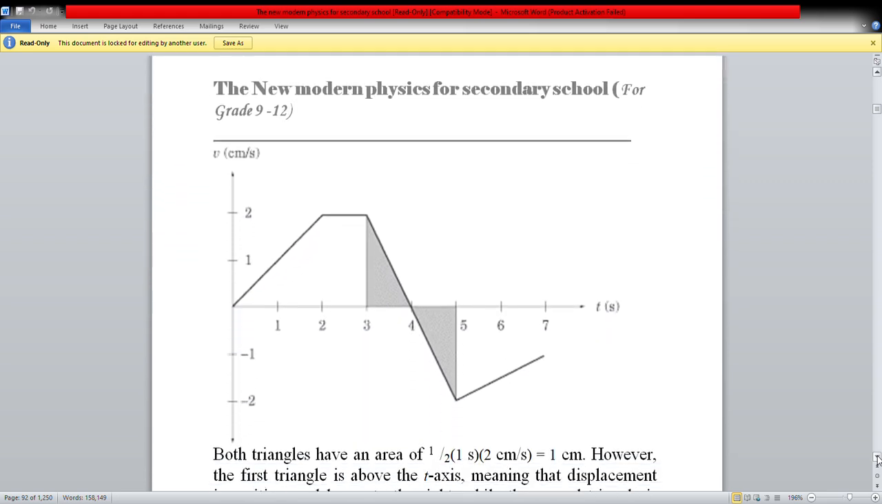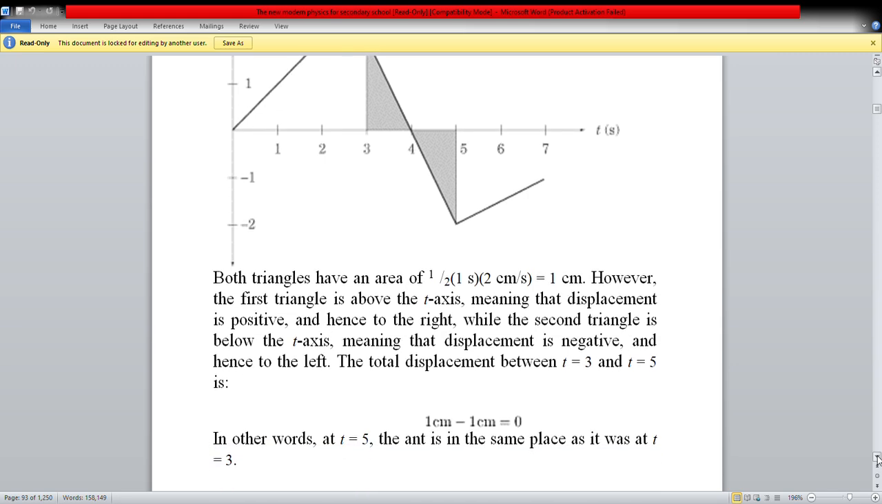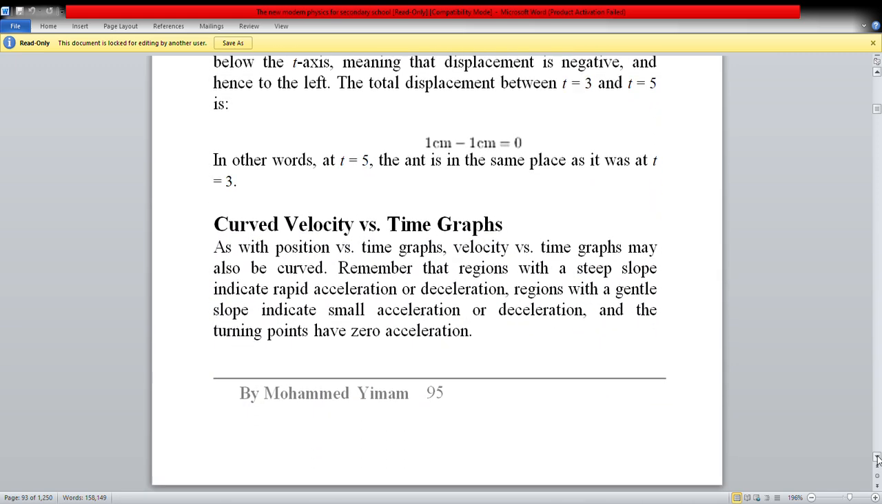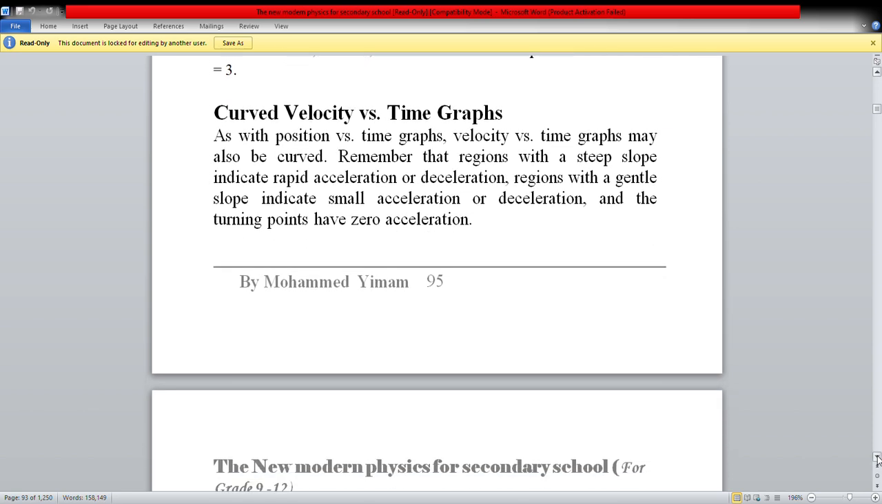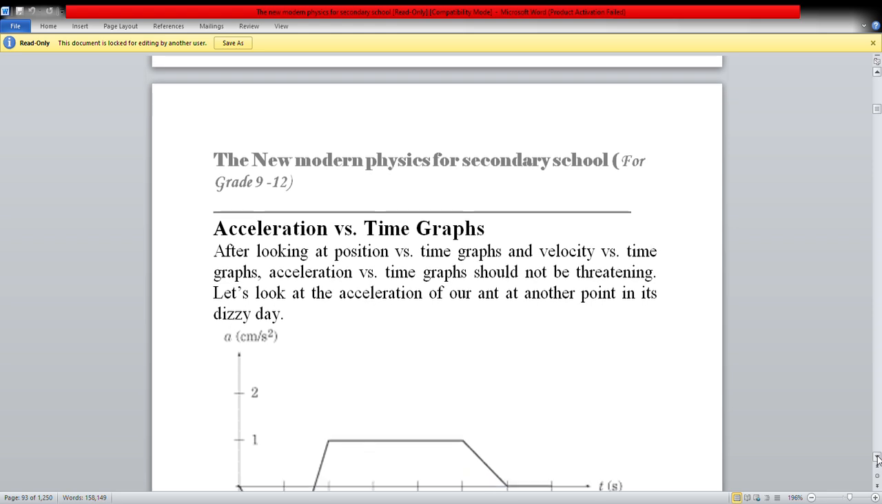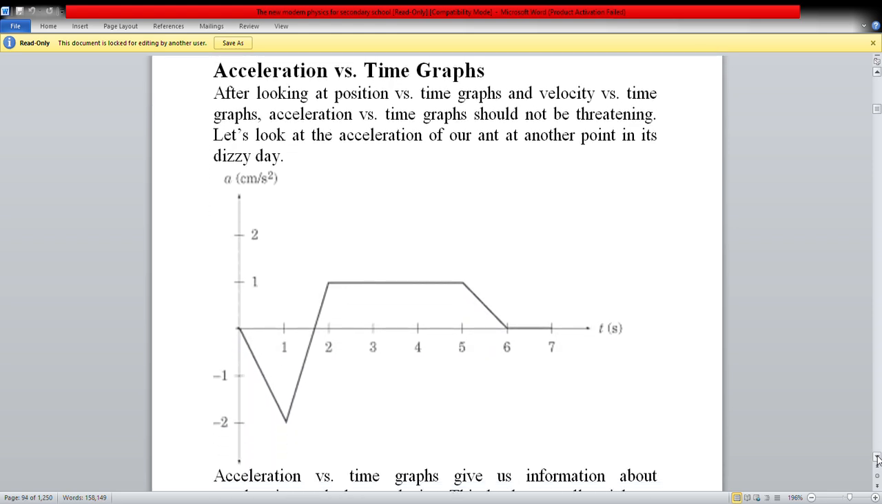Look at how we can calculate the area of the triangle and the rectangle. Okay, then we can add those areas to find the total displacement. Curved velocity versus time graph. There are also curved velocity versus time graphs and the acceleration versus time graph.